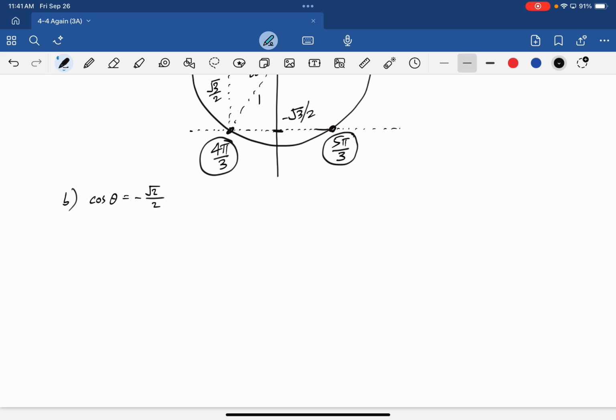Where to put the dot? On the line. You put it at x equals negative root 2 over 2, because if cosine theta equals negative root 2 over 2, then that tells you that the x coordinate on my unit circle must be negative root 2 over 2. Wait, so do I like guess? What do you mean guess?